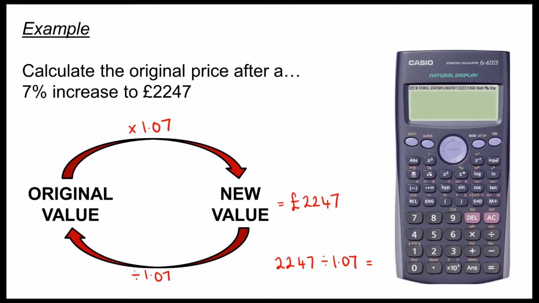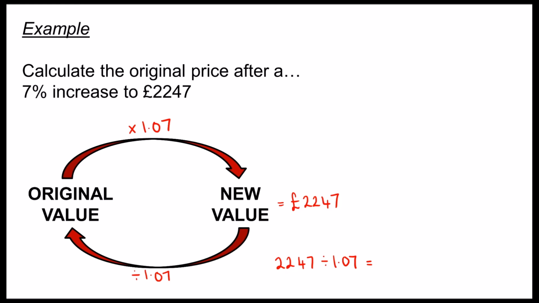So using my calculator, I need to put 2,247 divided by 1.07, and that gives me an answer of £2,100 for the original value. So I can therefore say the original price is £2,100.